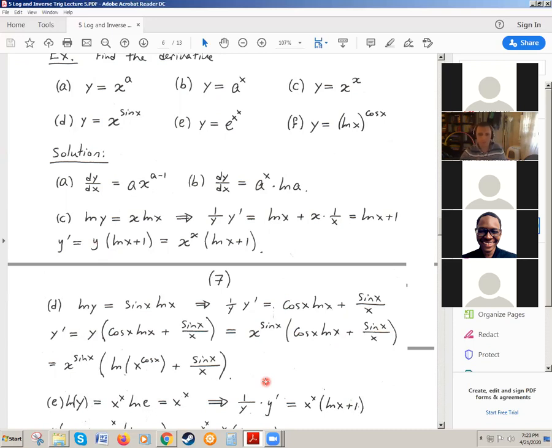Can I ask something? Go ahead. So I'm kind of frustrated because I seem to always miss the very last step. I got it to the second to last part, where it says x to the sine x of cosine x log x plus sine of x over x. You see what I'm saying?